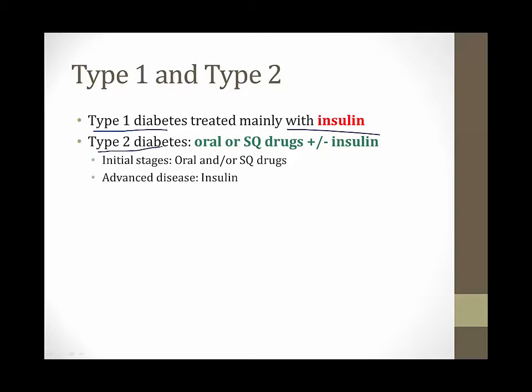Type 2 diabetics, on the other hand, have some beta cell function, so initially they don't necessarily have to be treated with insulin. There are oral and subcutaneous drugs, which we'll talk about in another module, and these are usually used in the initial stages shortly after diagnosis. Once the diabetes becomes advanced, then these patients often require insulin as well.